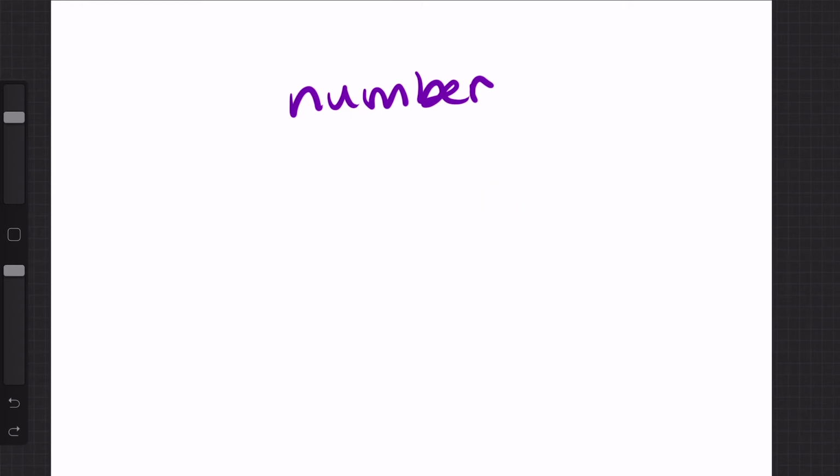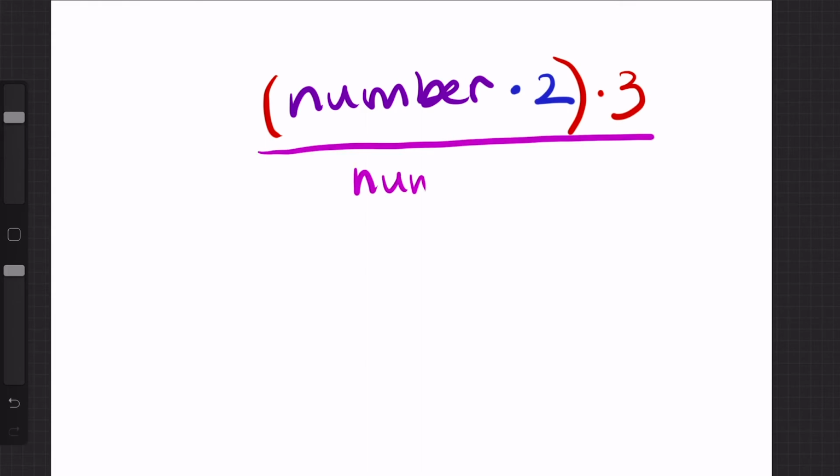So after I asked you to pick a number, I asked you to multiply your number by 2. All right, we just multiply by 2. After I asked you to multiply your number by 2, I asked you to multiply your entire answer by 3. So we'll just slap some parentheses around there and multiply this by 3. The fourth step was to divide this entire expression by your original number. Step number 5, the final step, was to add 3 to this entire expression.